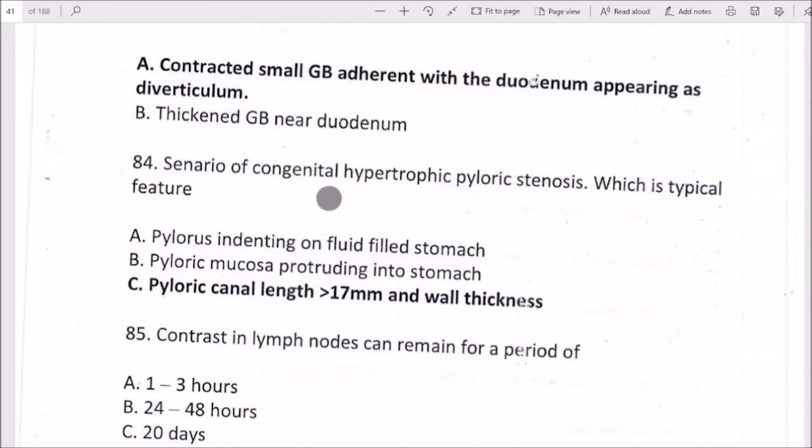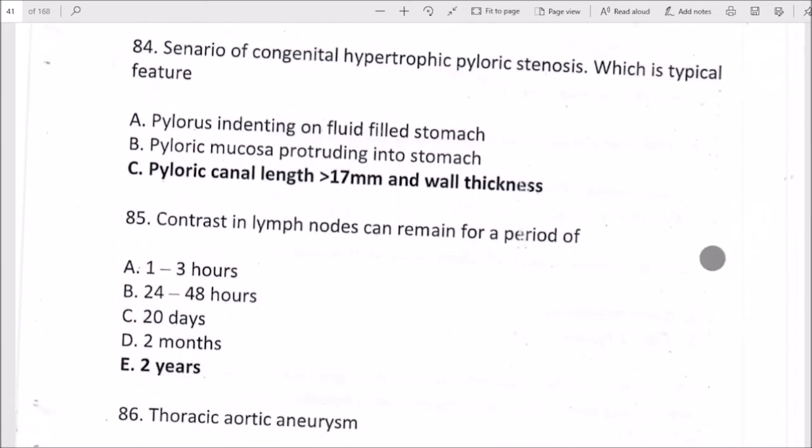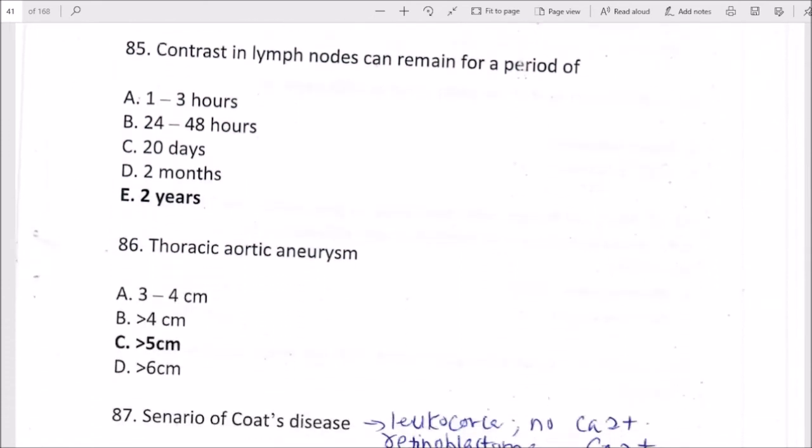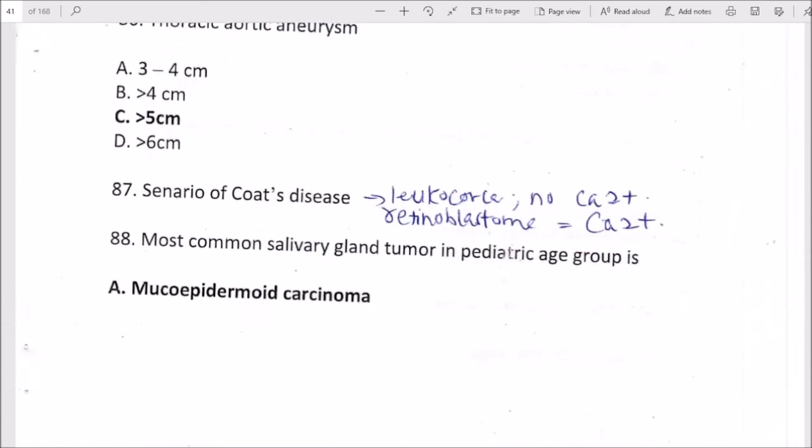84. Scenario of congenital hypertrophic pyloric stenosis. What is the typical feature? Pyloric canal length greater than 17 mm and wall thickness. 85. Contrast in lymph nodes can remain for a period of 2 years. 86. Thoracic aortic aneurysm is greater than 5 cm. 87. Scenario of Coats disease, leukocoria. No calcification is seen in Coats disease, and retinoblastoma shows calcification.